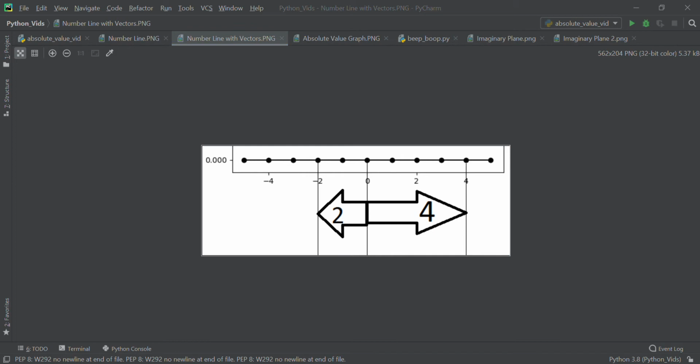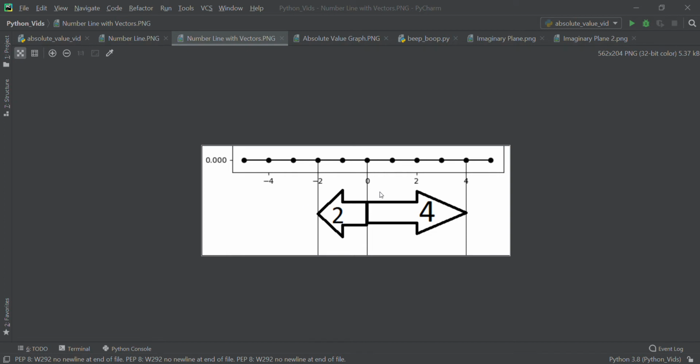And when we talk about absolute value or magnitude, we don't really care which direction it's facing. That's not the question we're asking. We're asking how far away is it from 0, no matter which direction we're facing. And so in this example, you can think of this vector that's starting at 0 and pointing to the left.